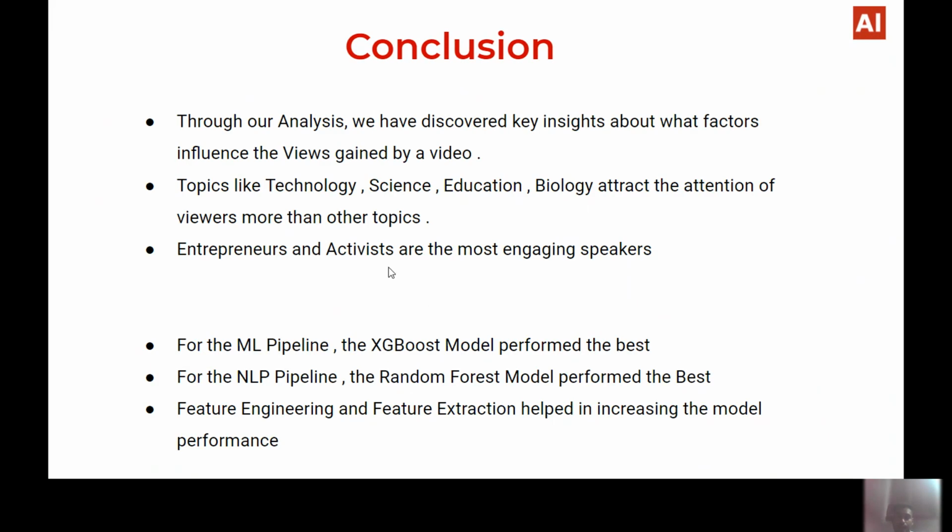Inferences we got from this: the most popular topics are technology, science, education, biology. We can give more focus on these topics. And the speakers' backgrounds are entrepreneurship, activists, and writers. So we can give more focus on entrepreneurs, activists, and authors, writers.